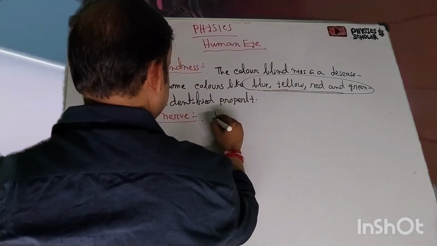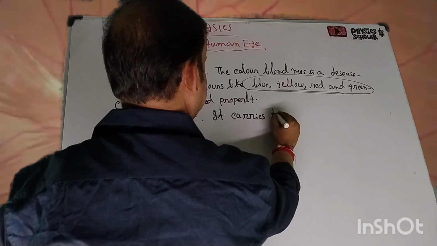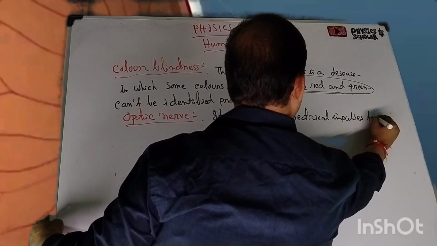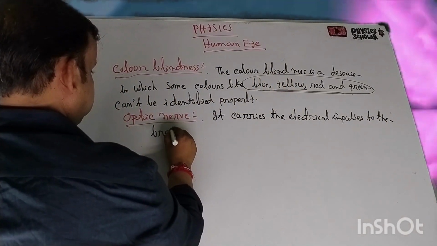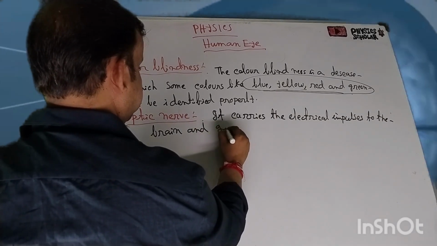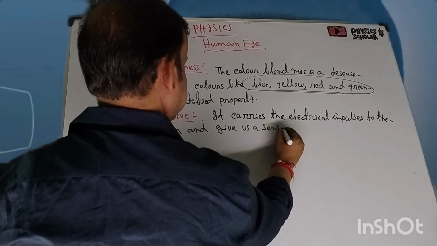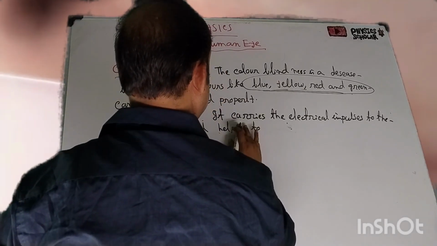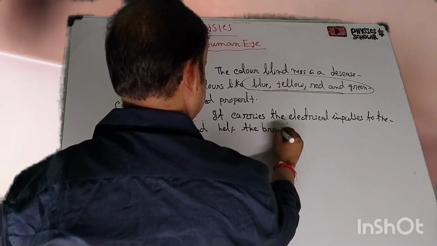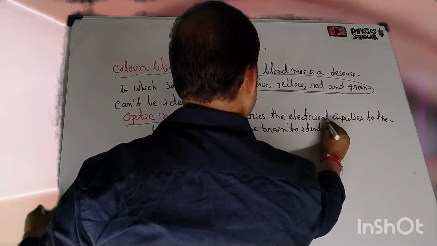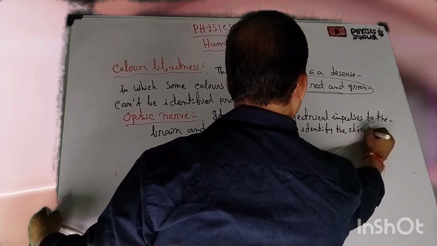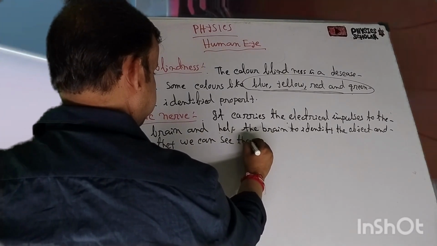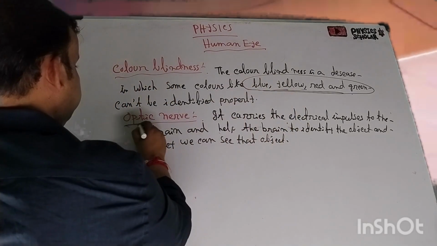So it carries the electrical impulses to the brain and gives us a sensation, and helps the brain to identify the object, and then we can see that object. Clear? So this is the function of the optic nerve.